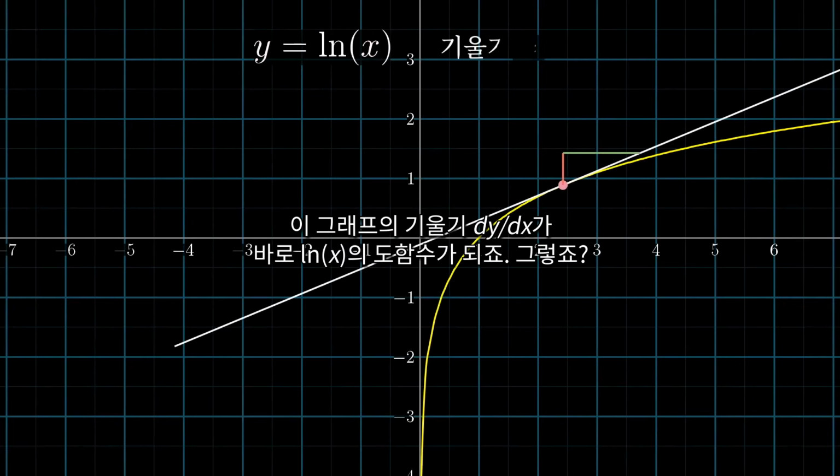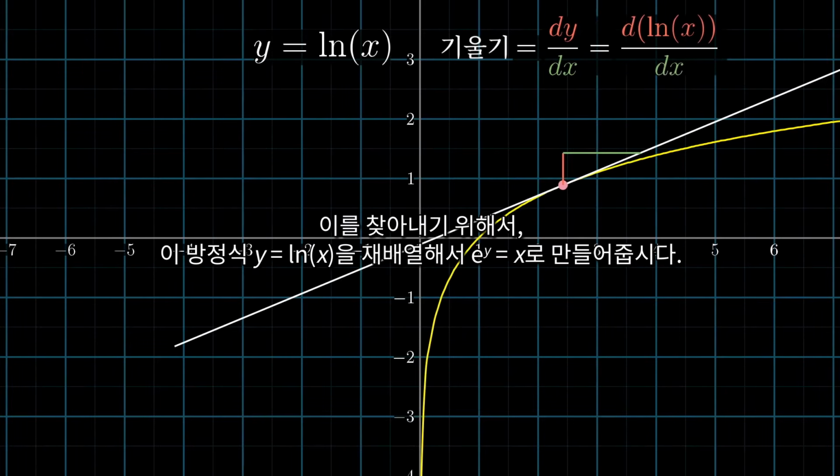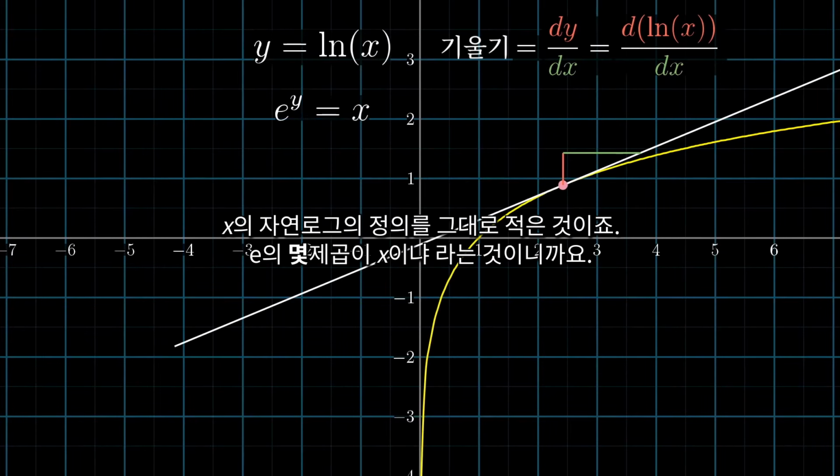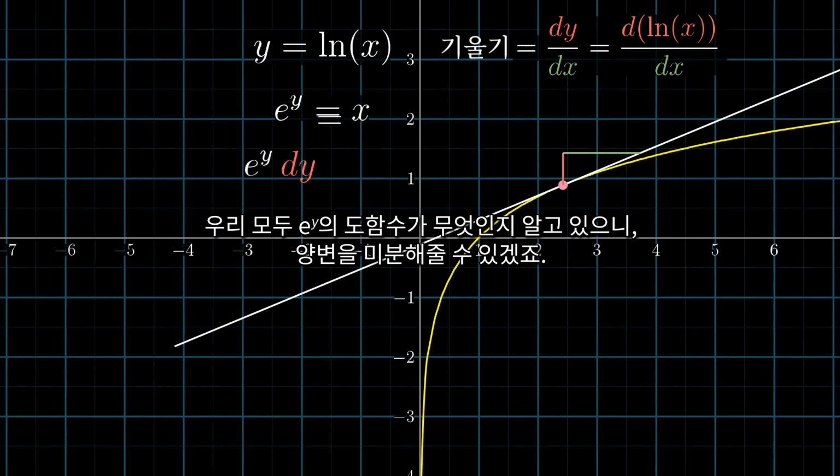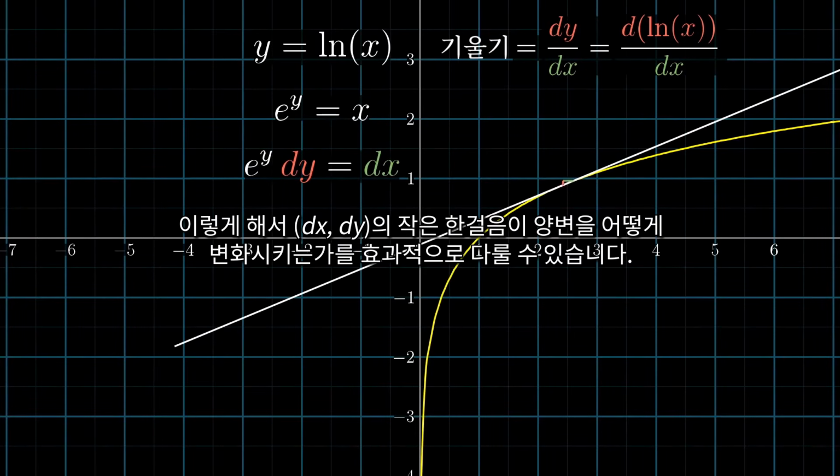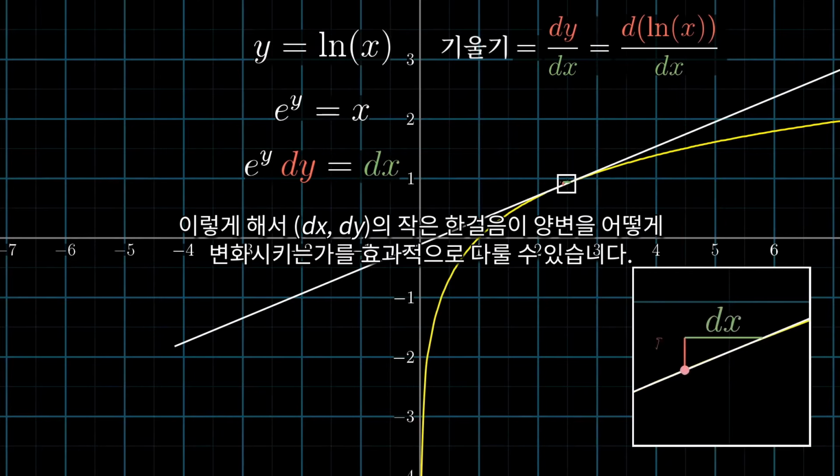The slope of this graph, dy divided by dx, should be the derivative of ln of x, right? Well, to find that, first rearrange this equation, y equals ln of x, to be e to the y equals x. This is exactly what the natural log of x means. It's saying e to the what equals x. Since we know the derivative of e to the y, we can take the derivative of both sides here, effectively asking how a tiny step with components dx, dy changes the value of each one of these sides.